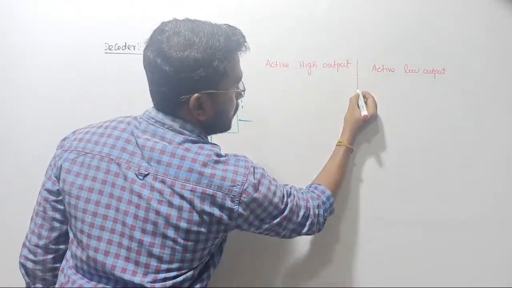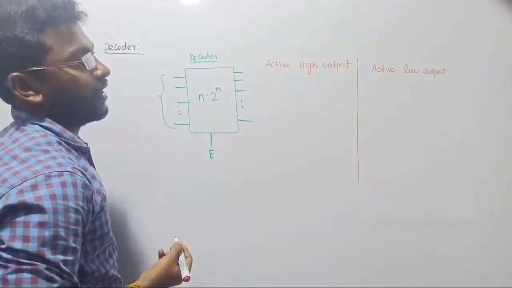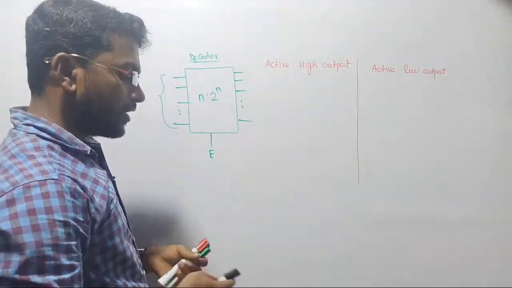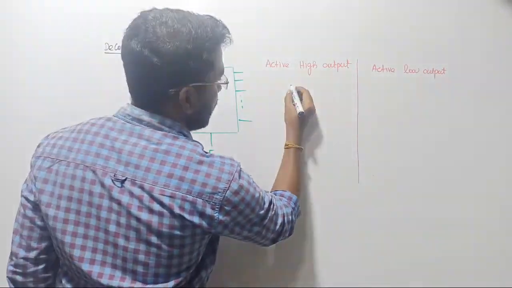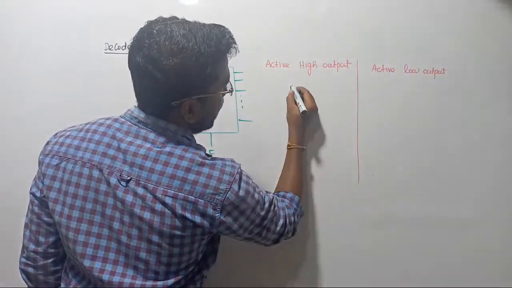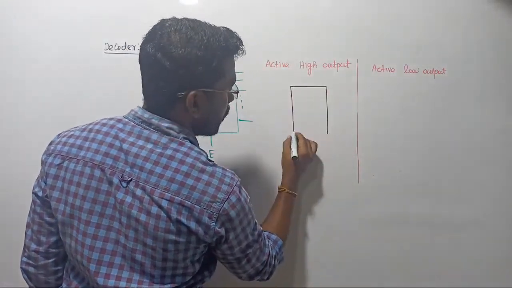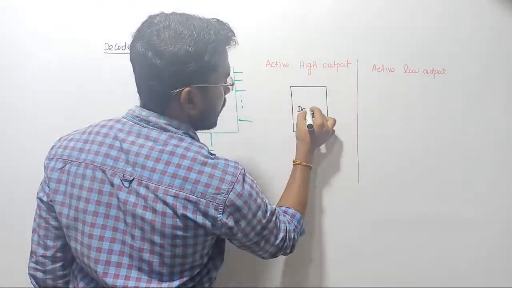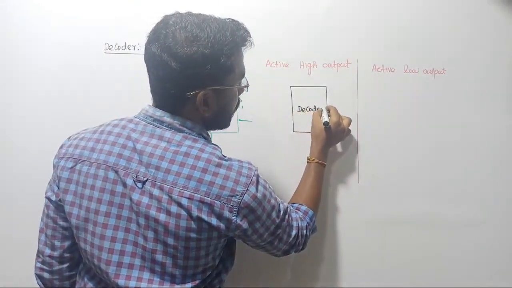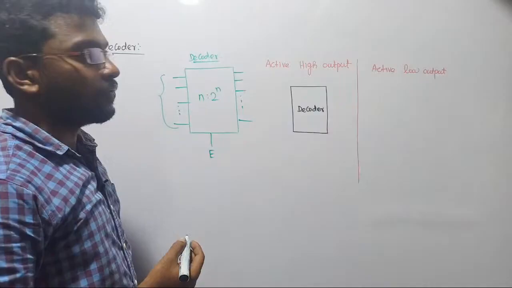Let me just make two columns here. So listen, you are requested to consider a box, and in the box I'm just putting the decoder. So here we are going to consider the decoder. Fine. Now in the output side, what am I going to consider?